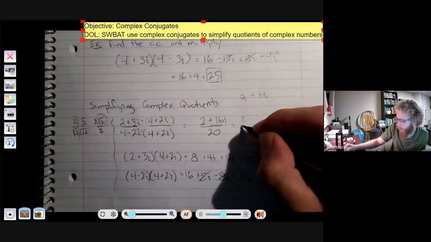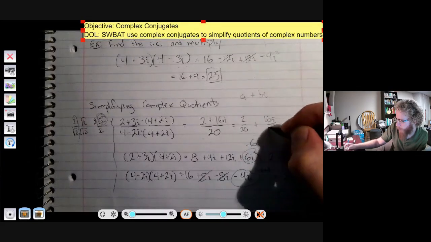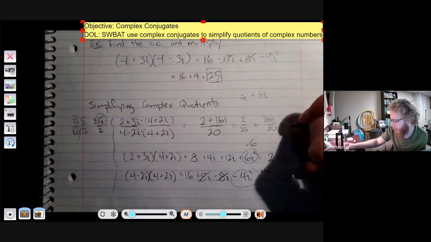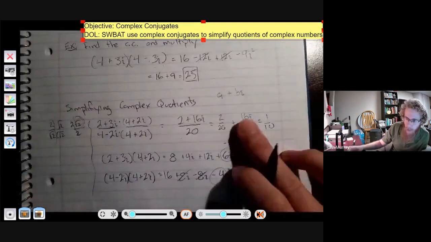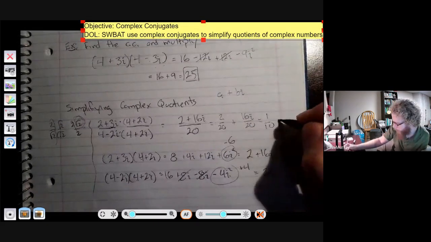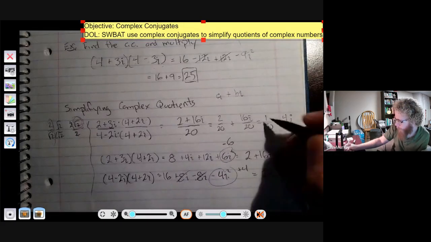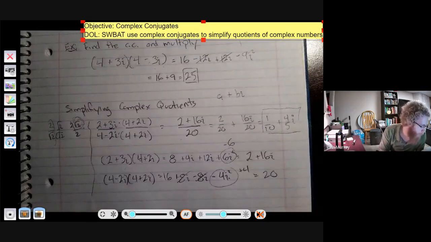So you would have 2 over 20 plus 16i over 20. And then you would just simplify any fractions. So 2 over 20 would become 1 over 10. And then the 16 over 20, we can divide both of those by 4. So that would become 4 over 5i.